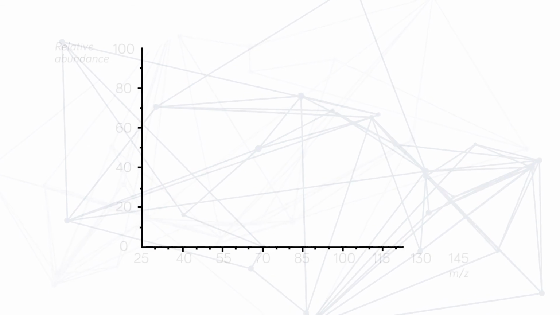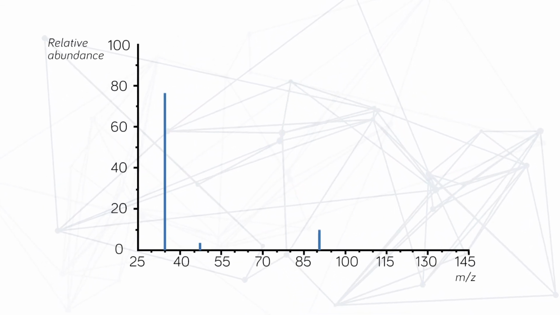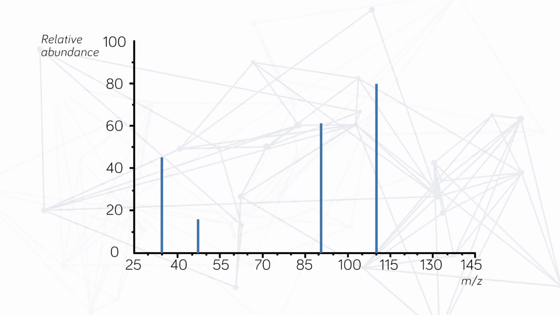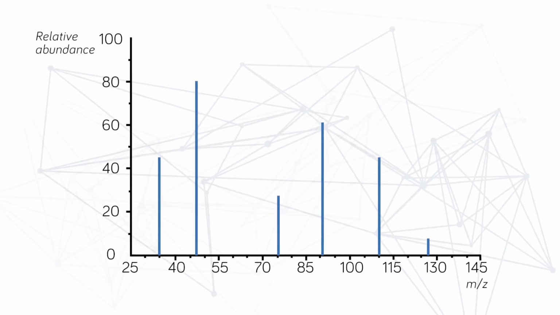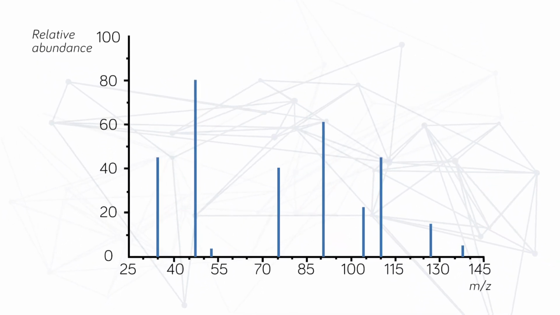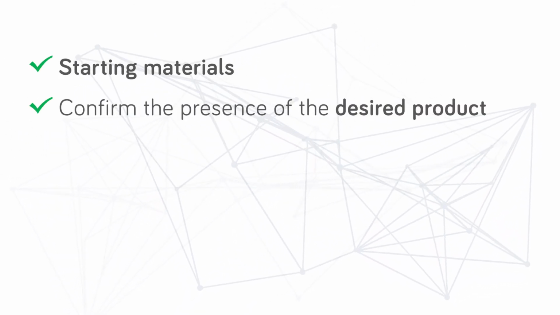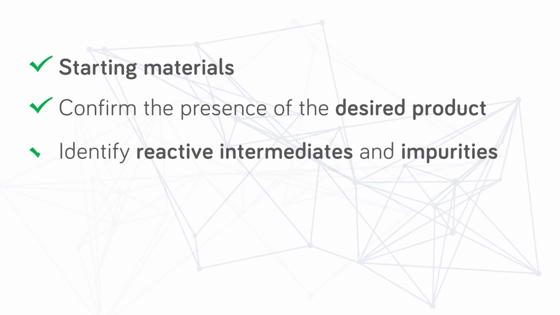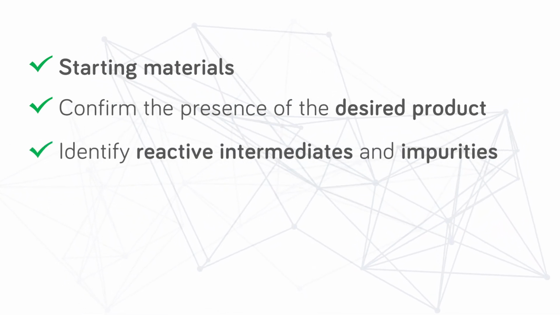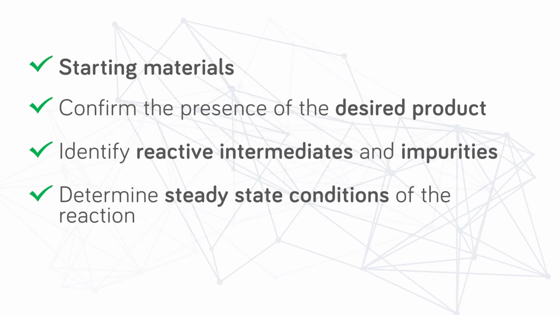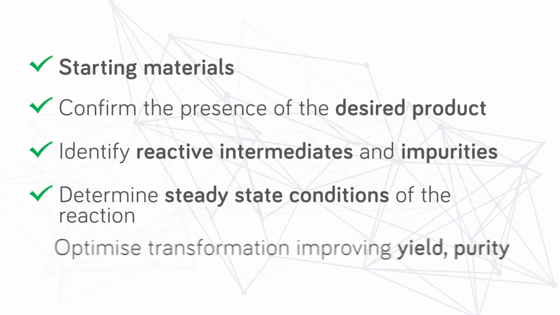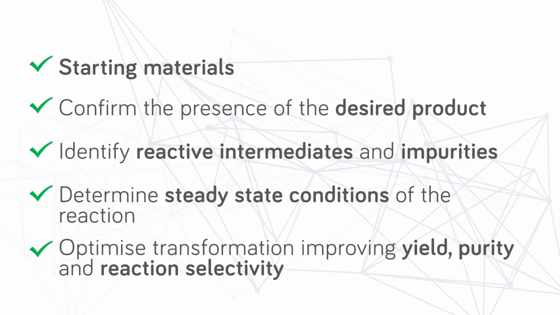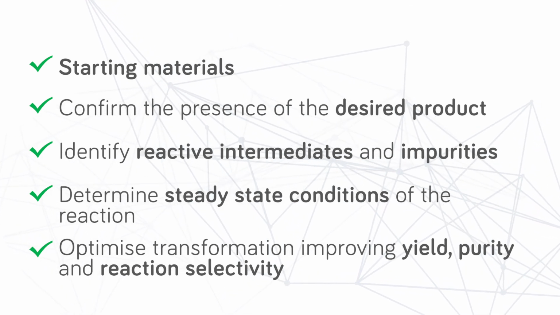For online monitoring of flow chemical reactions, mass spec can be used to analyze in real time the chemical composition of the flow stream in order to optimize transformations. It can monitor the fate of the starting materials, confirm the presence of the desired product, identify reactive intermediates and impurities, determine steady-state conditions of the reaction, and optimize transformation, improving yield, purity, and reaction selectivity.